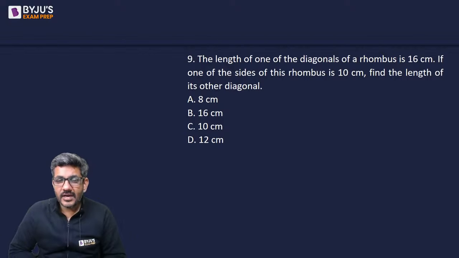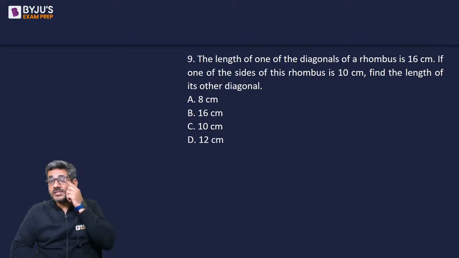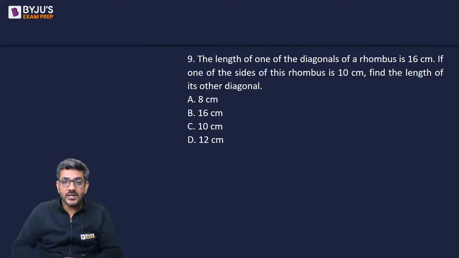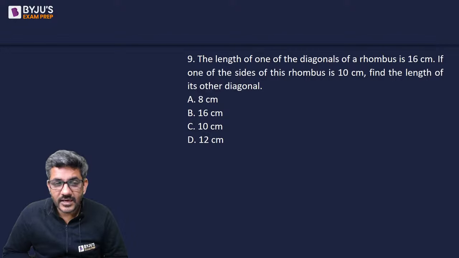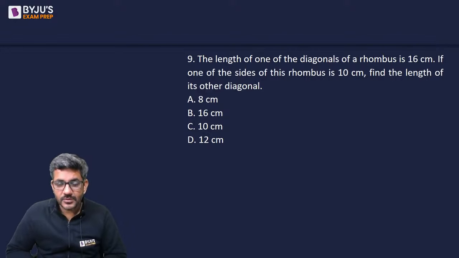The length of one of the diagonals of a rhombus is 16. If one of the sides of the rhombus is 10, find the length of its other diagonal. दूसरे डायगोनल की लेंथ क्या आएगी? That's the question.